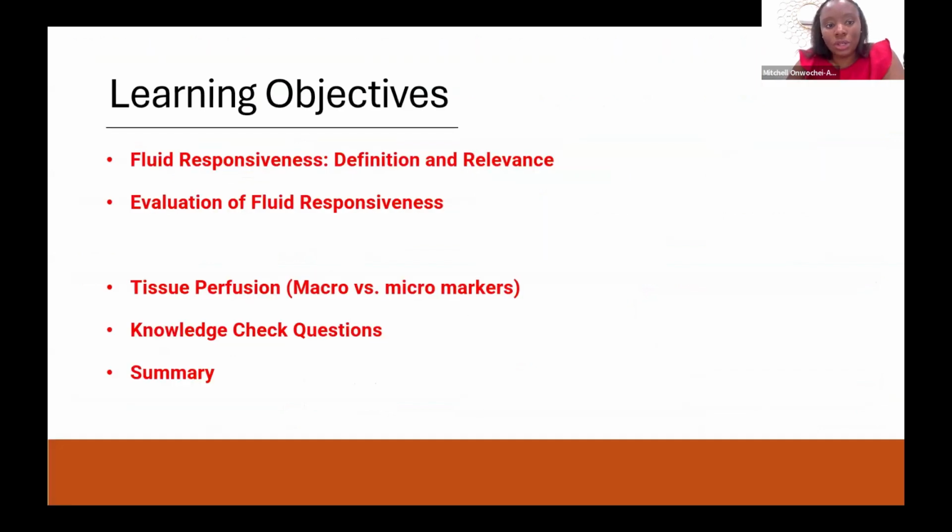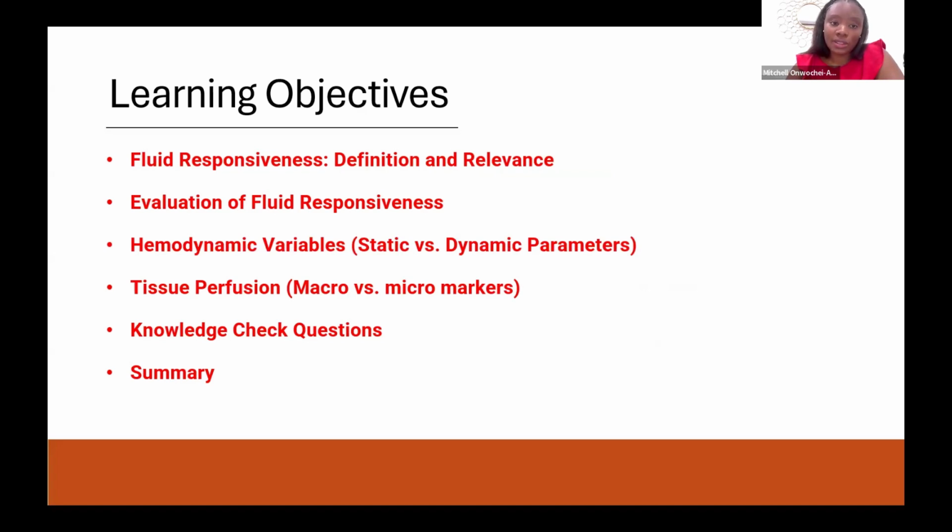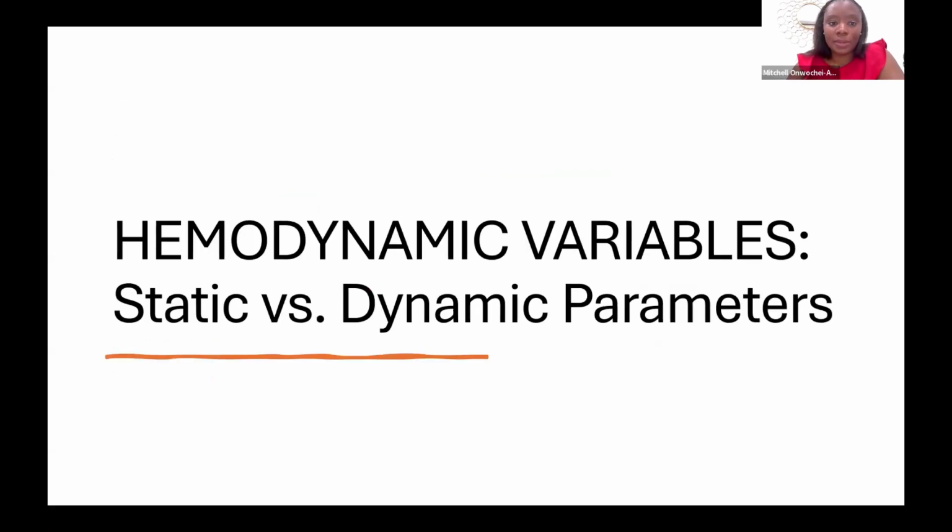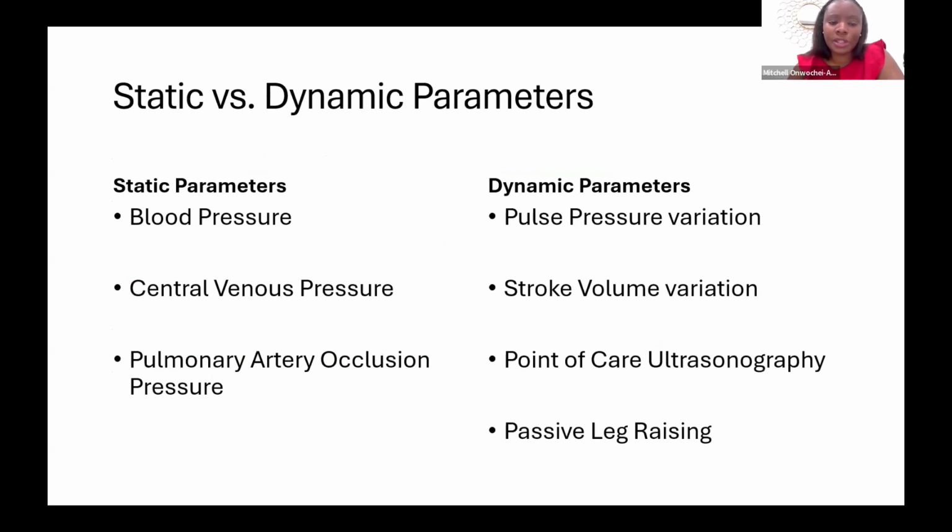So far we've talked about fluid responsiveness, its definition and relevance, how to evaluate for fluid responsiveness. So now we're going to talk about what to look at, what variables to monitor when you have your hemodynamic monitoring. And that brings us to static versus dynamic parameters. So it's been thought that static parameters like your blood pressure, your central venous pressure, and your pulmonary artery wedge pressure, they pretty much give you a snapshot of what's going on with a patient at a specific time period.